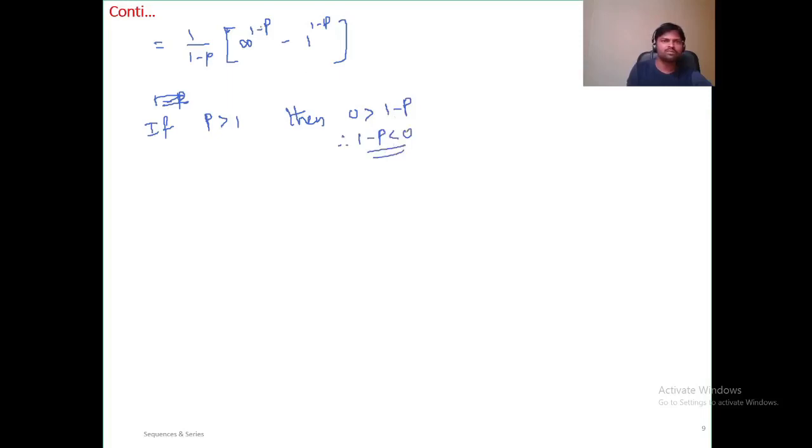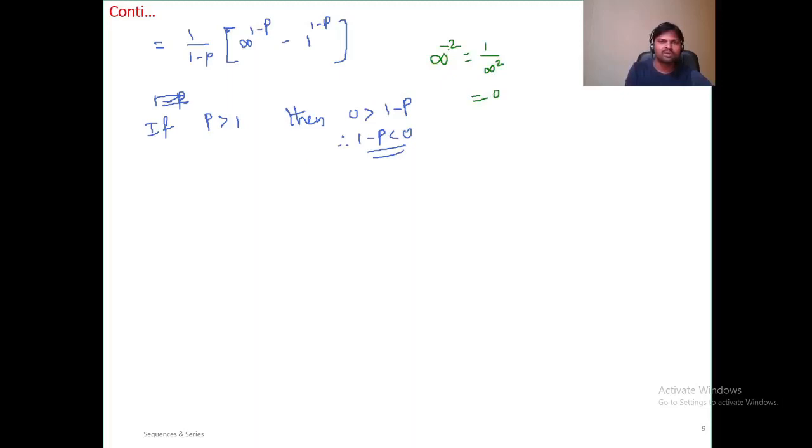So look at this power, infinity power. 1 minus p is negative. Let's say, for example, negative means minus 2. So if infinity to some negative number, what is this? 1 by infinity squared, right? What is this? 0 only.